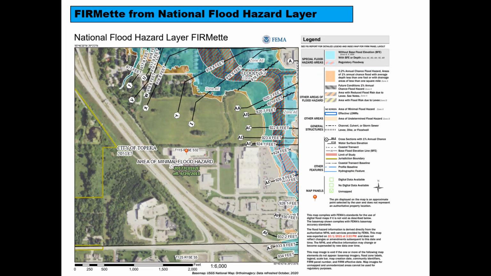It tells me the city of Topeka. The Topeka community number is right there, 205187. It tells me I'm in the zone X of minimal flood hazard. It's given me my map and panel number, my effective date, and all this information that's really useful to have. If I need to refer back to this map, this is a really convenient way to save it and have all this information in one place.